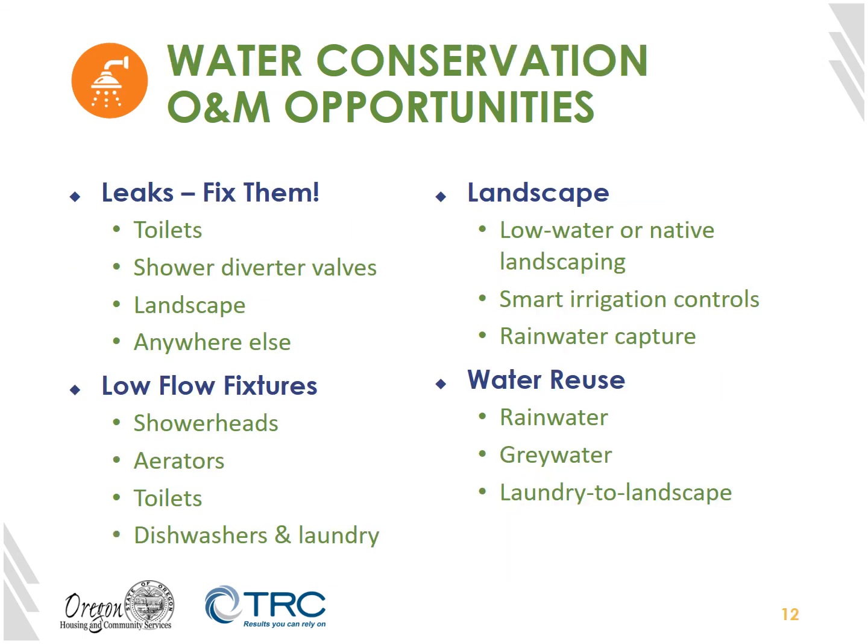There are also a number of water conservation opportunities at multifamily buildings, starting with leaks, which we should fix. Leaks can happen at toilets, shower diverter valves, landscape, and pretty much anywhere else we have water pipes. We can also install low-flow fixtures like shower heads, aerators, toilets, as well as dishwashers and laundry equipment. Our landscaping should also be water efficient. We can do that by installing low water or native landscaping, utilizing smart irrigation controls, or potentially rainwater capture.